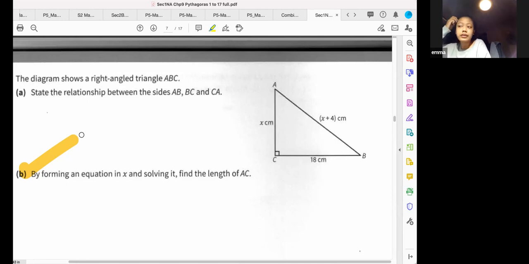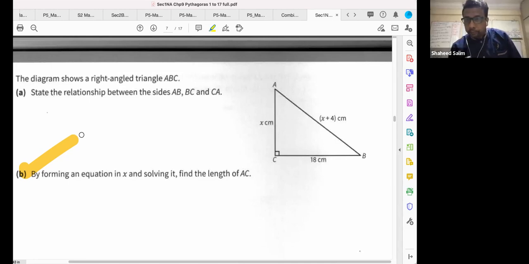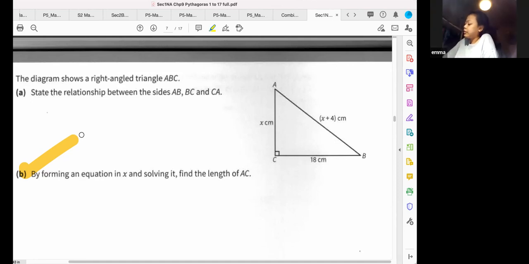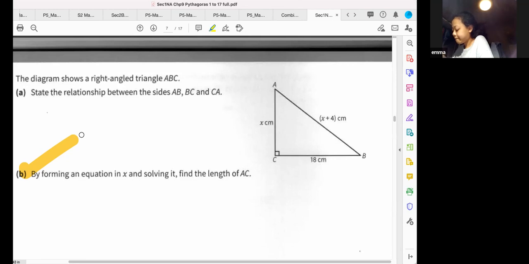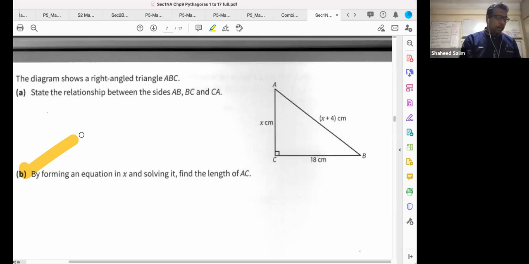Do I have to solve it? Okay, what's your equation? Square root of bracket x plus 4 bracket square minus 18 square. So you square root it. You don't need to. Okay, you try to solve it and see whether you can get it.